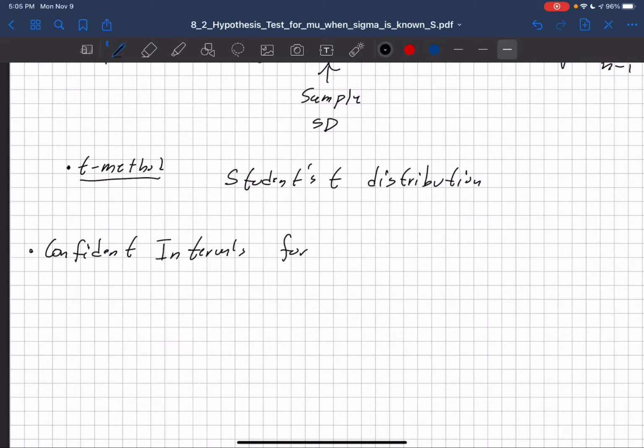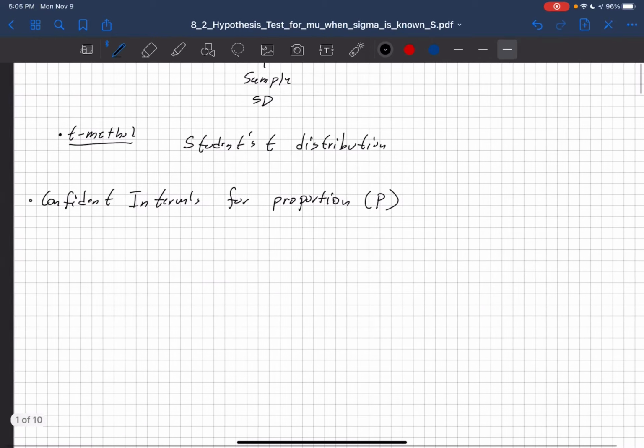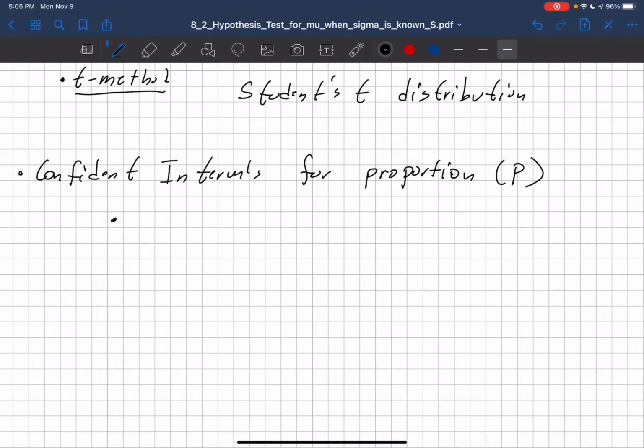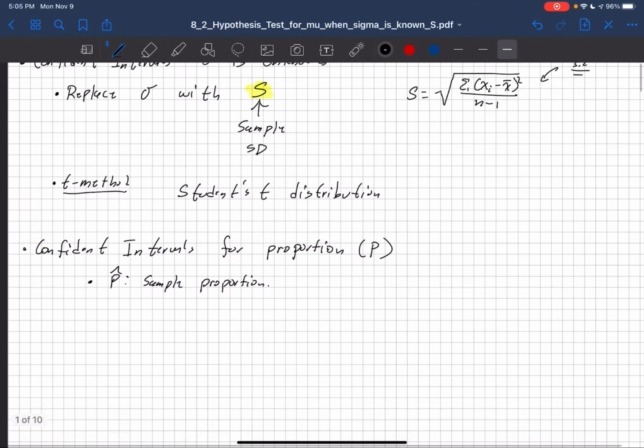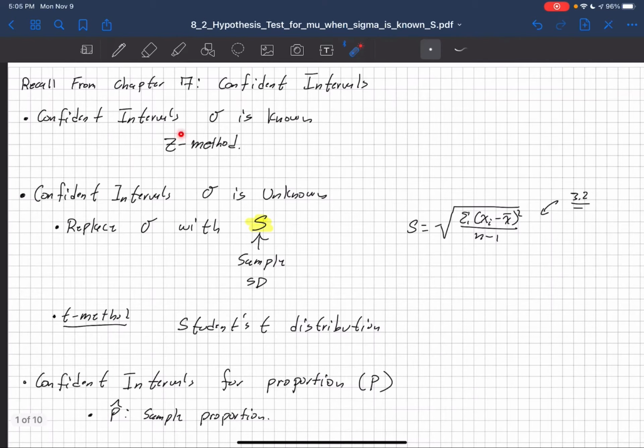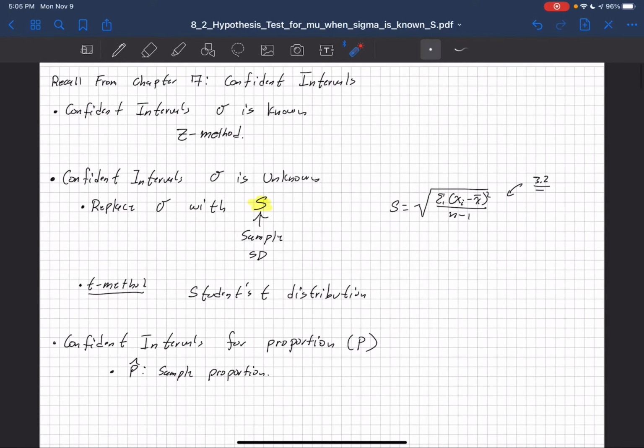Another thing we learned about is computing confidence intervals for population proportion P. Here we were able to use our sample statistic p hat, or in other words, our sample proportion. This follows the same rule as the Z method. So remember, this is just a reminder. This is all from chapter 7: when standard deviation is known, when it's unknown, and for proportion P.